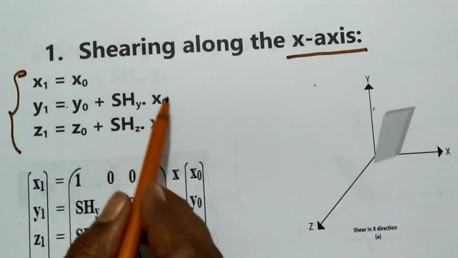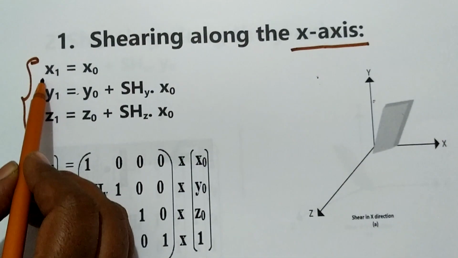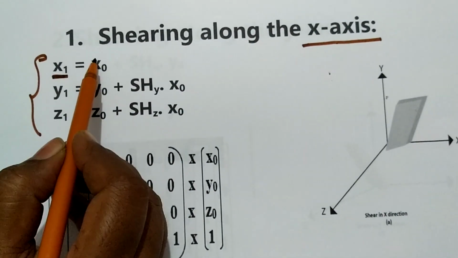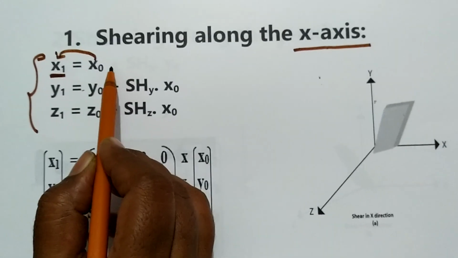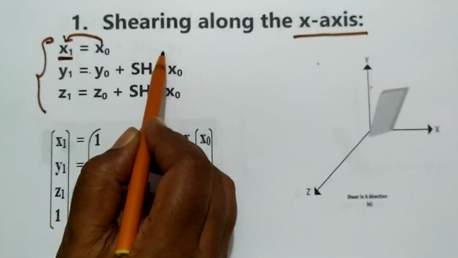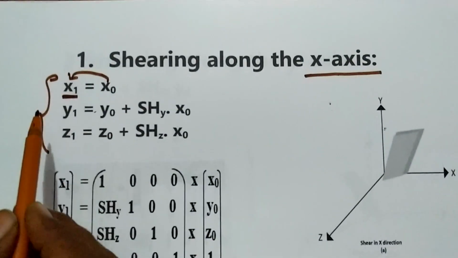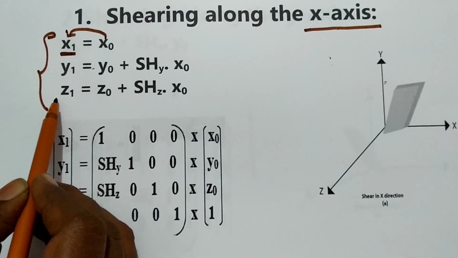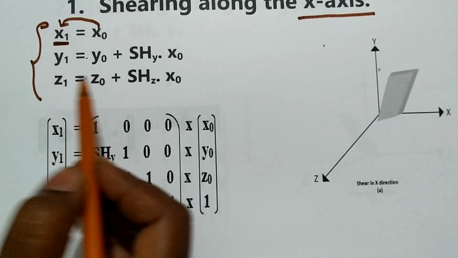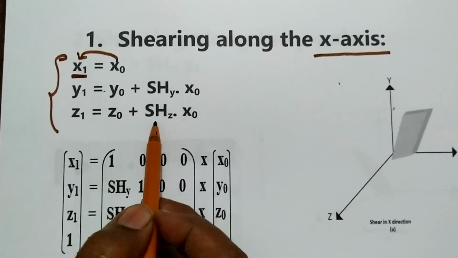We need to observe here, when we perform shearing along the x-axis, the new value of x we will get directly from the old value of x. There is no usage of a shearing parameter. We will not use any shearing parameter for what? The x value. But y1 and z1 of the new coordinates of the sheared object we will get with the help of the shearing parameters shy and shz.